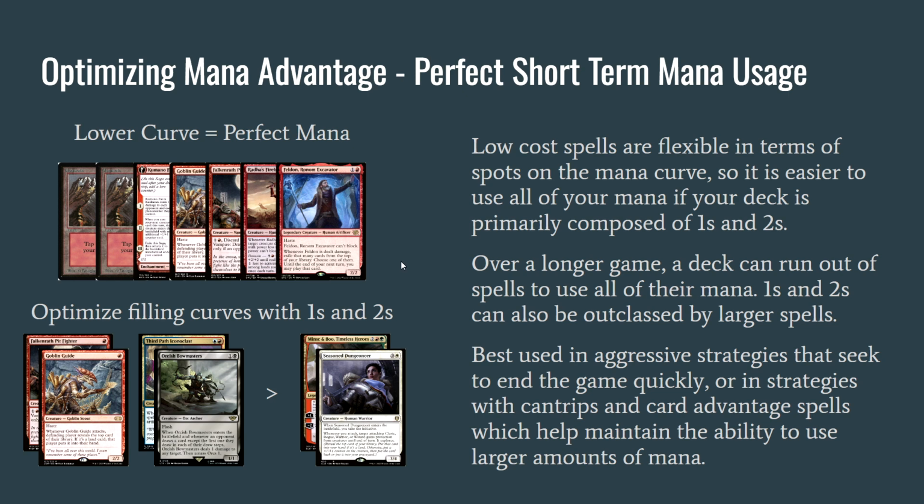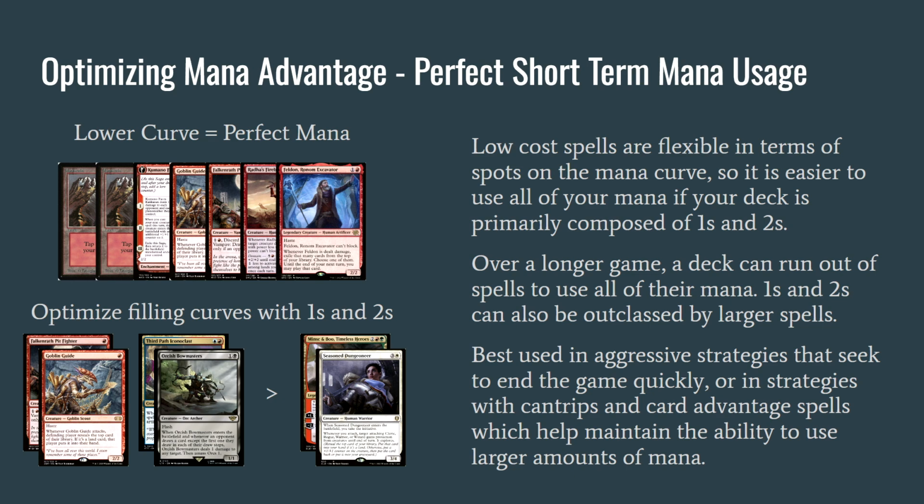Also, 1 and 2-drops tend to get outclassed as the game goes on. So this idea of maximizing your perfect amount of mana, using all of your mana every single turn, usually only works for decks that are trying to be very aggressive and end the game quickly, so they don't want the game to drag on, or in decks that have a lot of cantripping effects, because those cantripping effects and card advantage spells will give you more cards so that you will always have more things to fill your curve. You're not going to run out of cards if every card you play replaces itself.